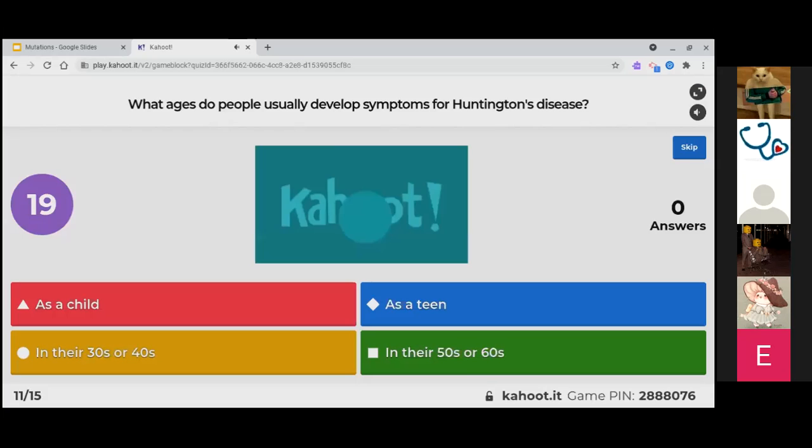The next question is, what ages do people usually develop symptoms for Huntington's disease? So you have as a child, as a teen, in their 30s or 40s, and then in their 50s or 60s.